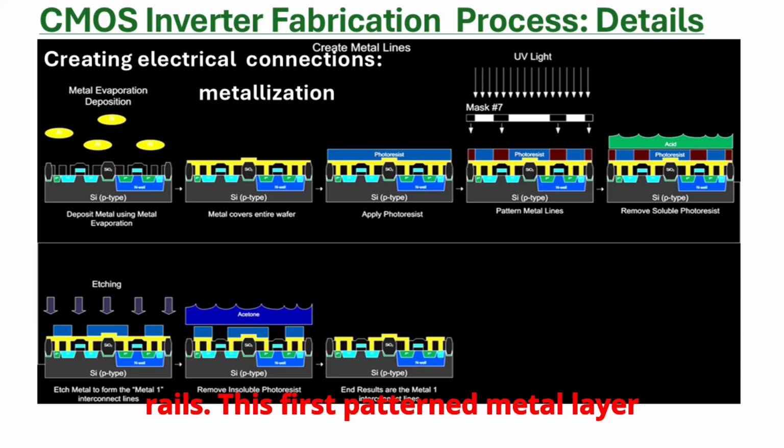This first patterned metal layer is called Metal 1. In modern ICs, there may be many additional metal layers stacked on top, separated by insulating layers, to handle the enormous routing complexity. But Metal 1 always refers to this very first interconnect layer.